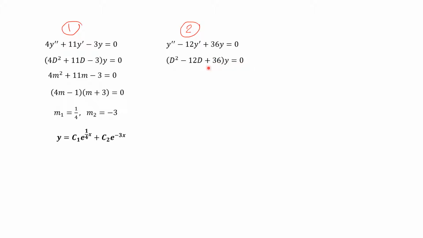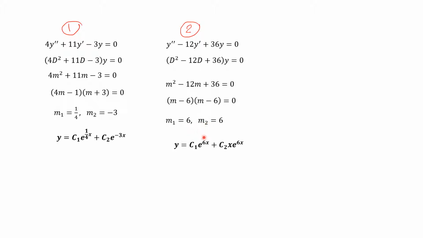And see if you can factor this, by rewriting it first in terms of m. So replace D by m to get the auxiliary equation. And then this can be factored as m minus 6 times m minus 6 is 0. If you notice, 6 has been repeated twice, so this belongs to case 2.